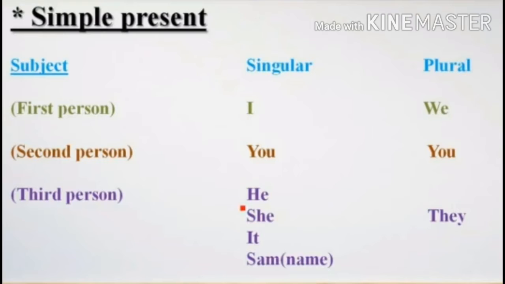Okay. We, you, they. These three are plural forms. And I, you, he, she, it. These are singular. Now how to use this singular and plural and what verbs we want to use?